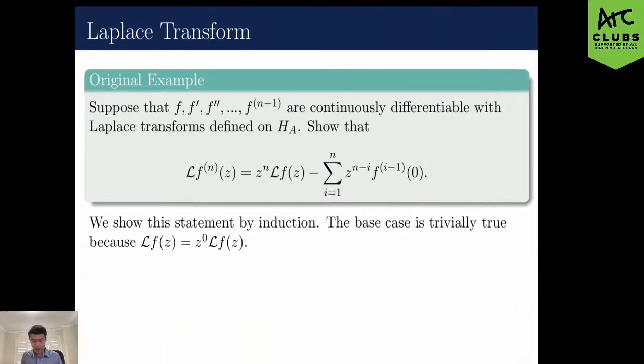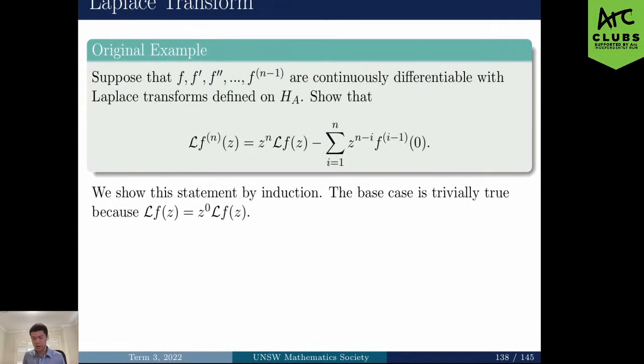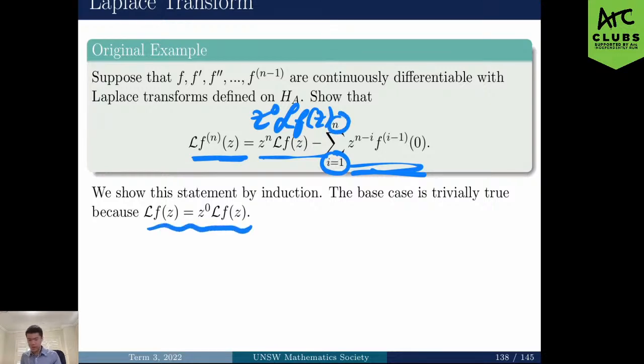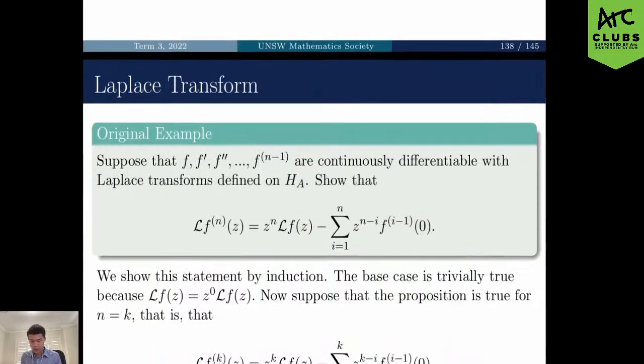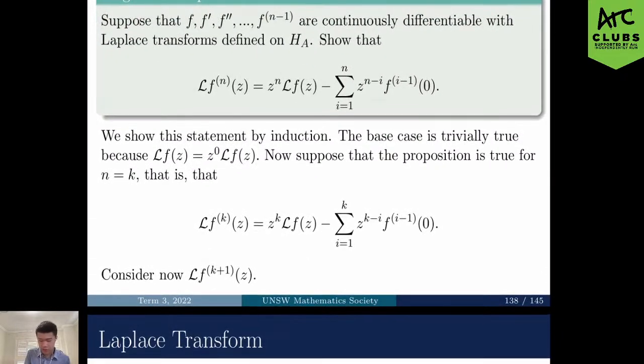The base case is pretty simple, because you sub in 0. The left-hand side just turns into the Laplace transform of the original function. The right-hand side does too. It'll be z to 0 times L(f)(z). And then this sum is nothing as well, because you'll be summing from i equals 1 up until 0. So the base case is true. The next thing is, let's just assume that the proposition is true. So let's assume it's true for n equals k, and you've got this.